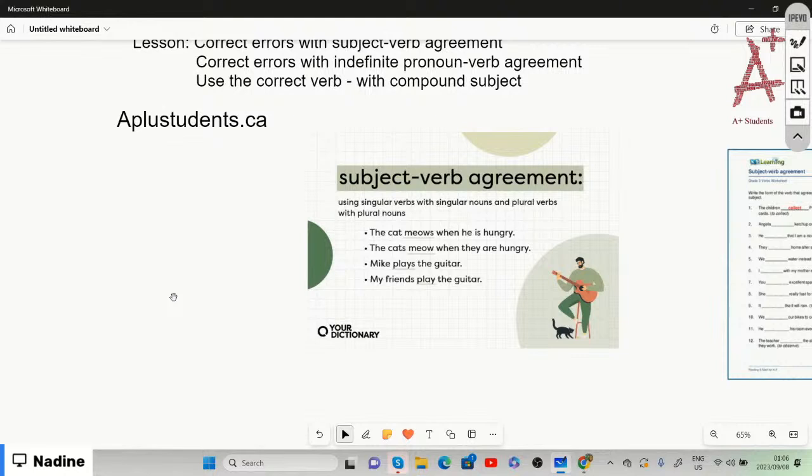Right? So also with subject-verb agreement, here we have an example that says the cat meows when he is hungry, which means that if the subject is singular, like referring to one either person or animal or thing, then our verb is going to end in s, or we're going to add an s to our verb. And when the subject is plural, we will not add the s to our verb.